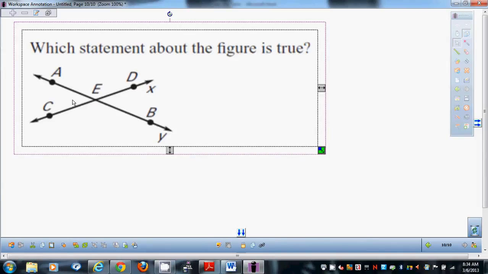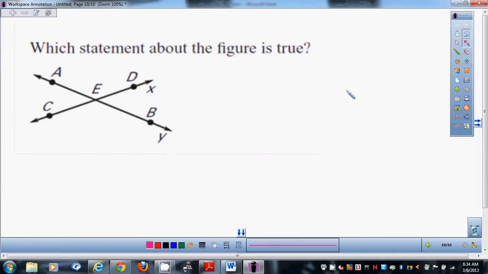Let me try to think of another one. Okay, how about this? Ray EC and ray ED are opposite rays. That would be a true statement. I don't know if that's the one that'll be given tomorrow. I doubt it since I just made it up. Ray EC and ray ED are opposite rays. They start at the same point and go in exactly opposite directions. So that would be an example of a true statement. Question? Fantastic. All right.